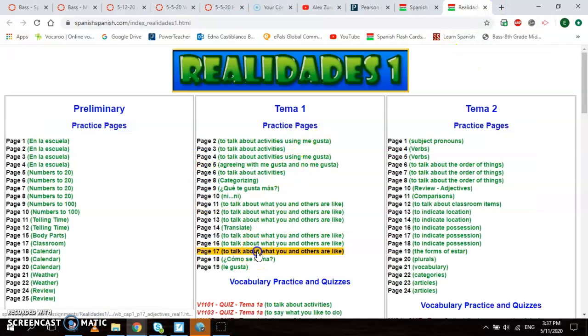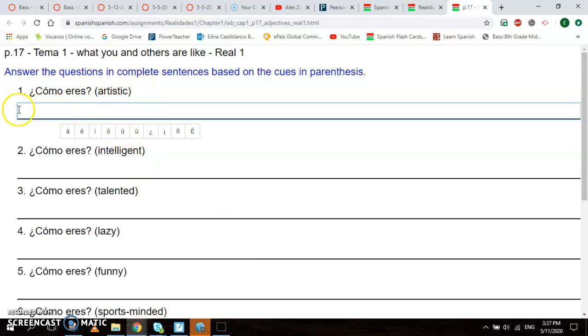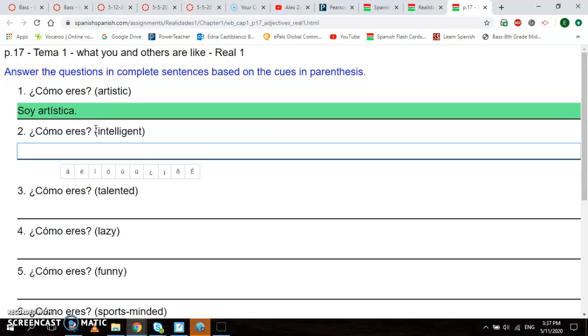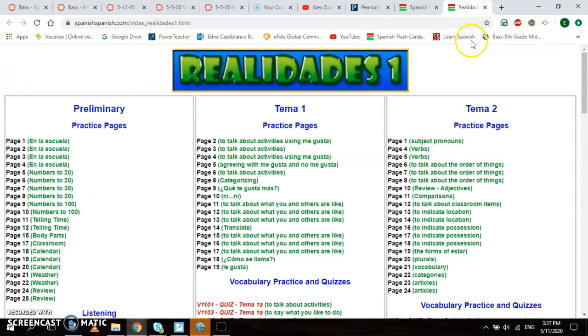Page 17, for page 17, you are going to answer what you are like. So I'm asking you, what are you like? And you're going to say, I am, and then use this word in Spanish. So the question is, ¿Cómo eres? And the answer starts with the capital. And you're going to say, I am, and then you're going to say artistic. Artistic in Spanish is artístico. I'm going to put artística since I am a girl, and then period. Okay? And you're going to do that with all of them.